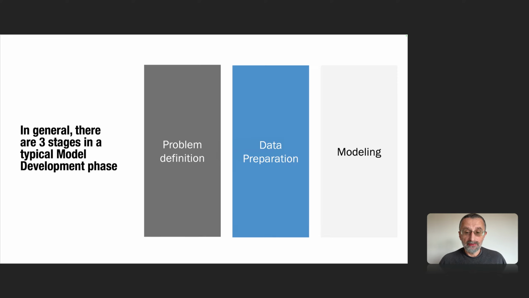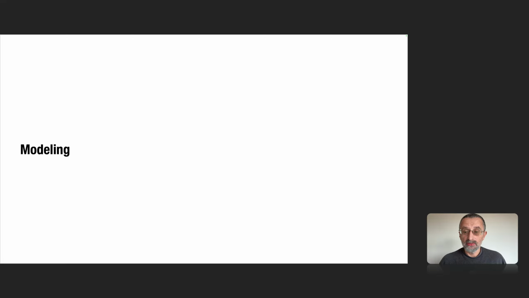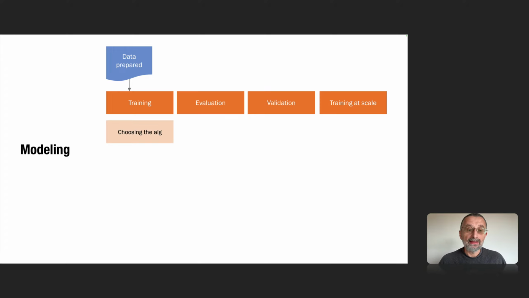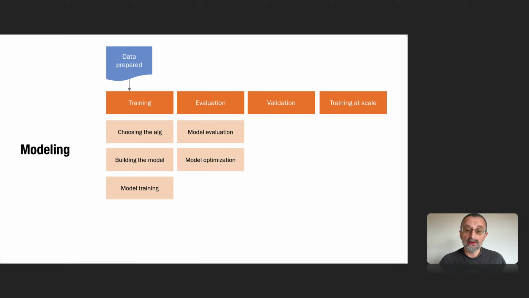So after the data prep stage, now let's go to the modeling stage. So we have some data prepared. Then we have the training stage, evaluation stage, validation stage, and training at scale, which may be something new for you. And in the training stage, we have choosing the algorithm, building the model, and model training. In the evaluation stage, we have model evaluation and then optimization.